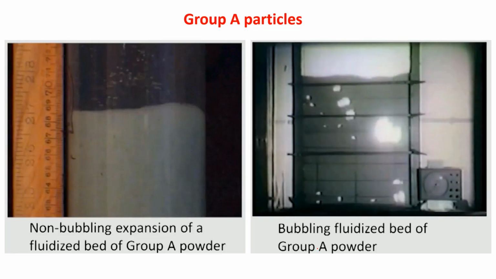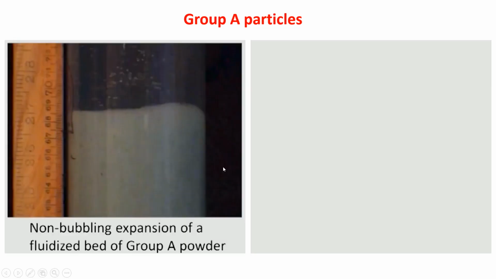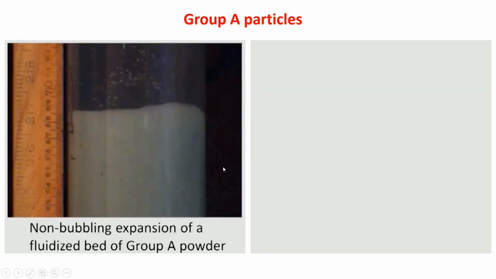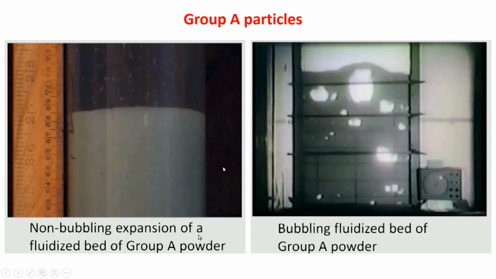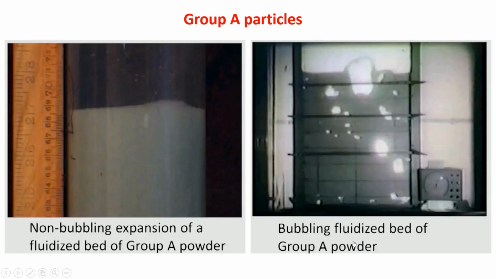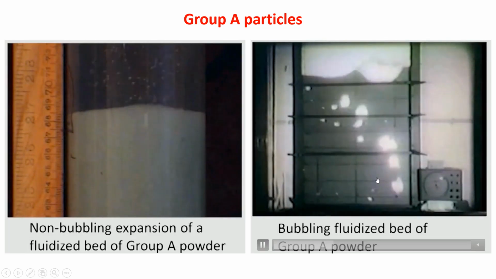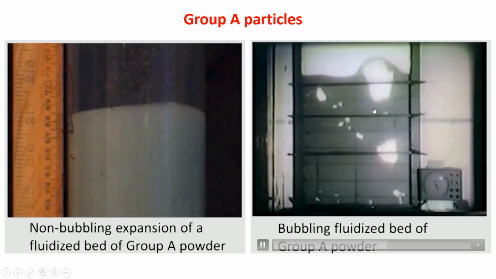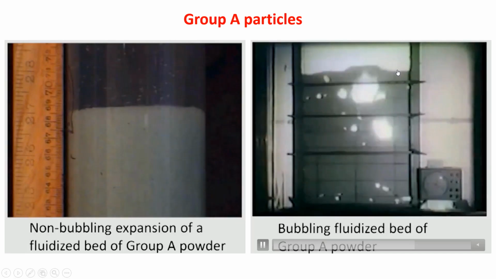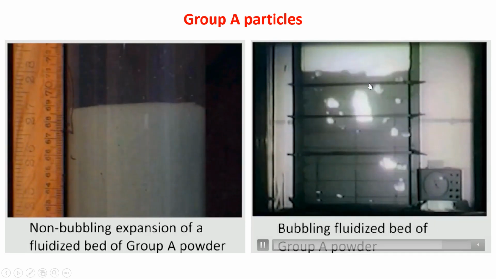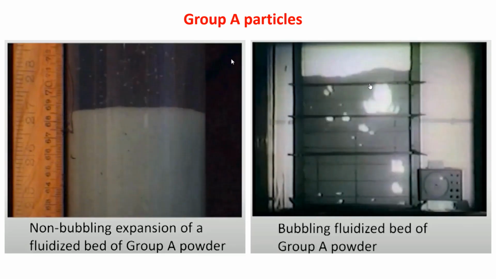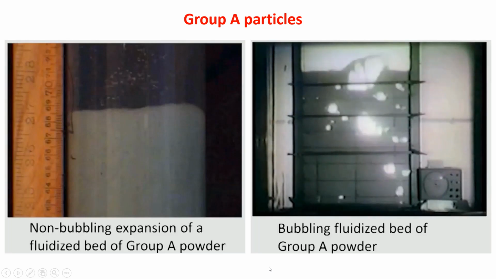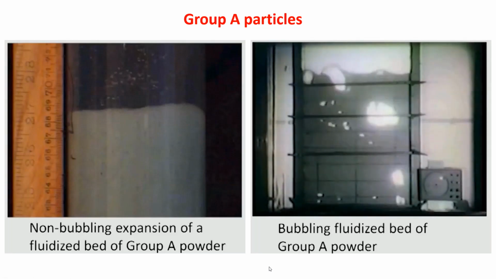Initially at the bottom stage, small bubbles are generated. Then these small bubbles coalesce with each other, which creates bigger bubbles. And again, when it reaches the top of the fluidized bed, it creates bigger bubbles, and they open through the top portion. So this is the bubbling fluidized bed of group A powder at higher velocity.